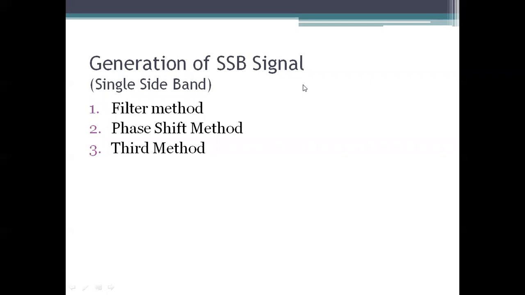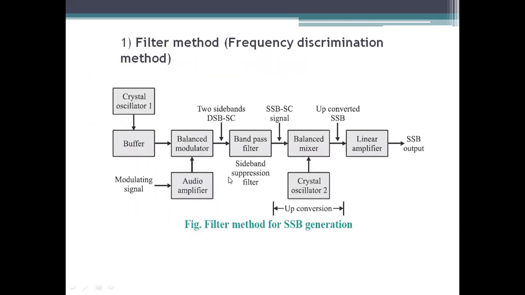Now, regarding the generation of SSB, there are various techniques used for generation of SSB. The first one is the filter method, then the phase shift method, and the third method. Among these three methods, in today's lecture we are going to look at the first technique, that is the filter method. This filter technique is also called the frequency discrimination method. Here we are using filters for the generation of SSB.